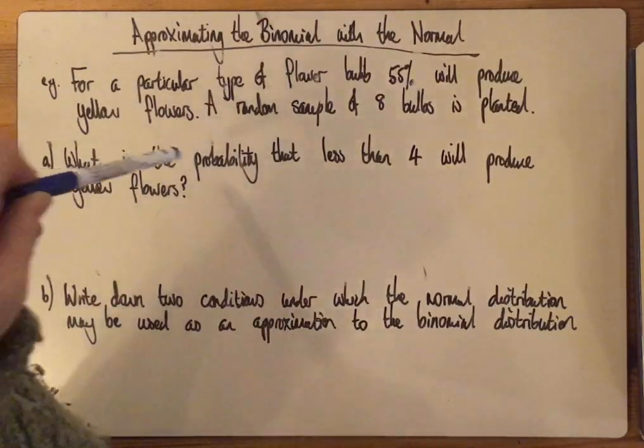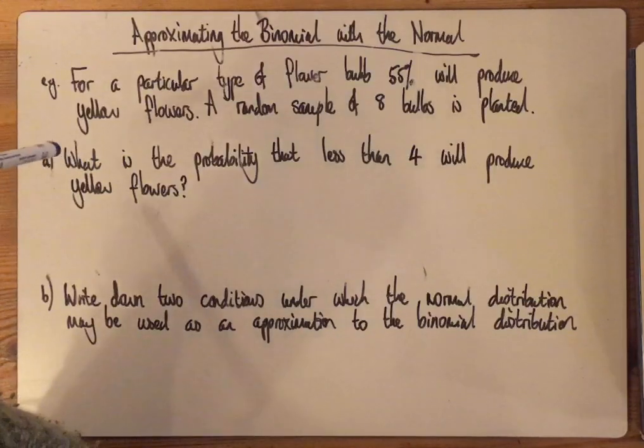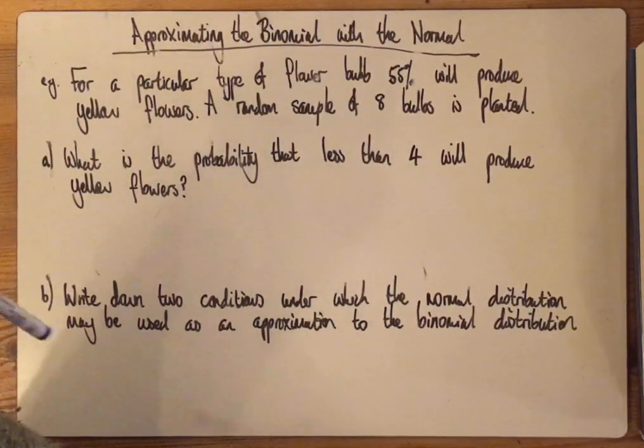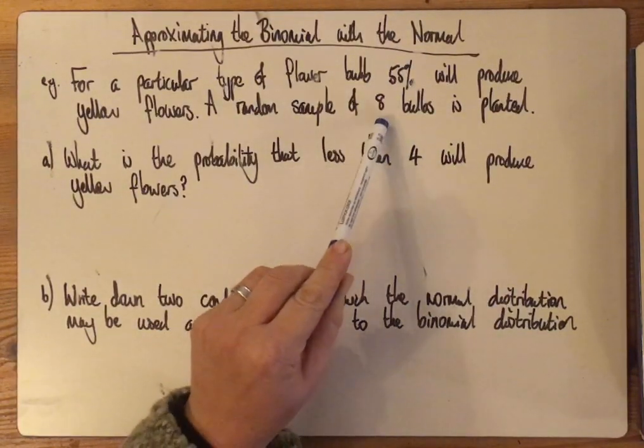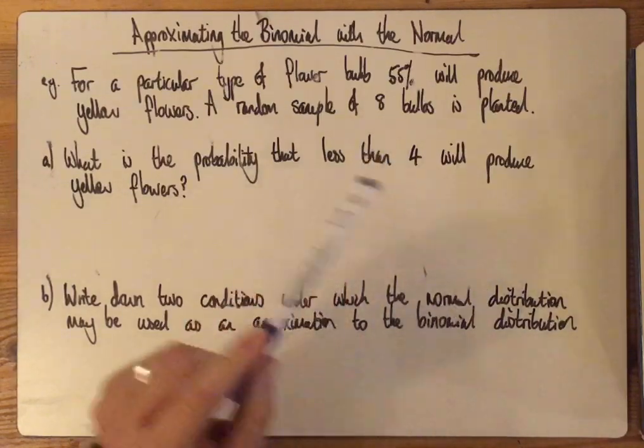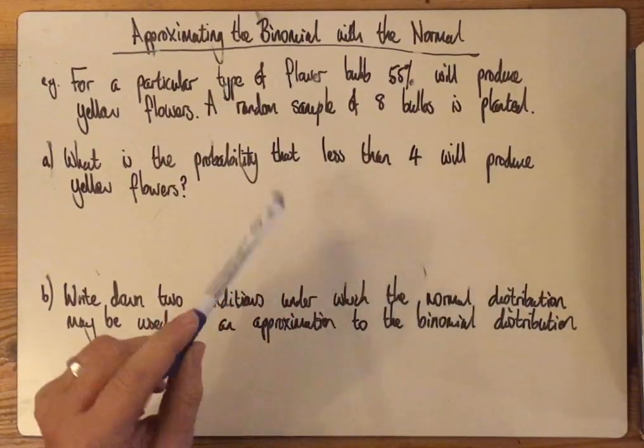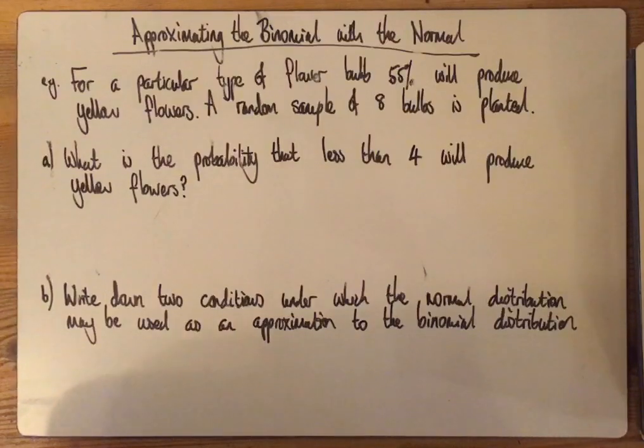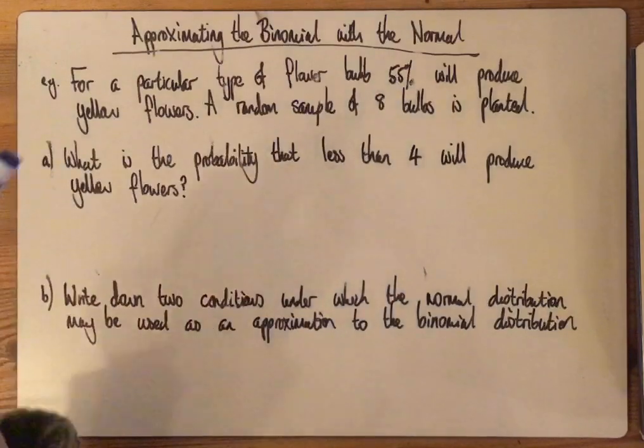So we've got a particular type of flower bulb, 55% will produce yellow flowers, and a random sample of 8 bulbs is planted. We want the probability that less than 4 will produce yellow flowers. So you need to think about, is this a binomial or is this a normal distribution question? So we've got a fixed number of trials n. We've got 2 possible outcomes. It's either going to be a yellow flower or it isn't. And the outcomes are independent. So fixed probability of success.